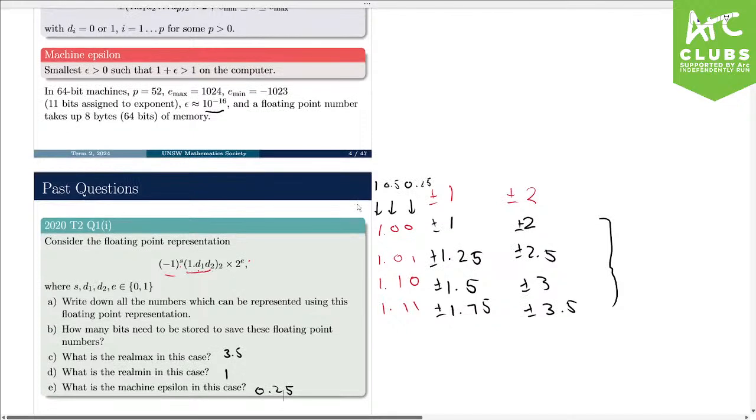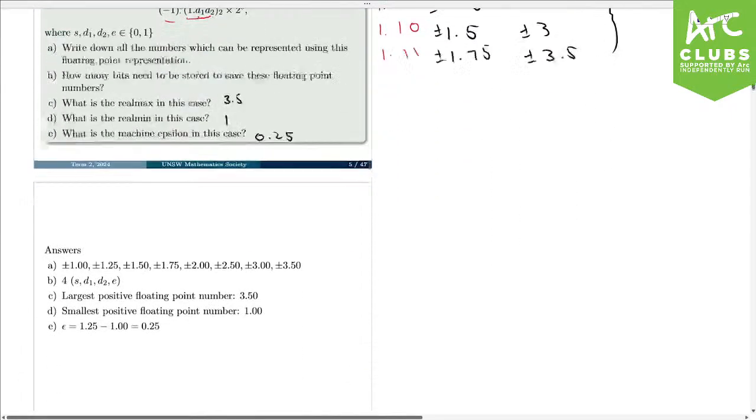And this has been emphasized in the labs and lectures, but this difference is not the same as the difference between 2 and the next number after 2. Here that would be 0.5, whereas machine epsilon is 0.25.